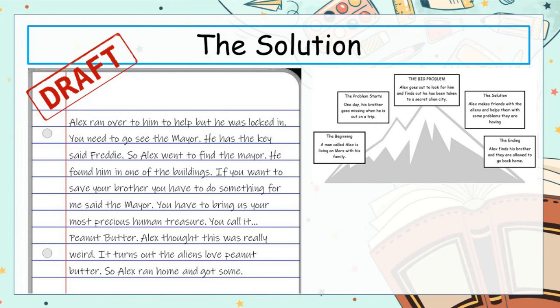And again, I'm going to use the story mountain planning sheet that I did before to help me write this section. So I know that I want to write something about Alex meeting the aliens. So this is what I came up with.